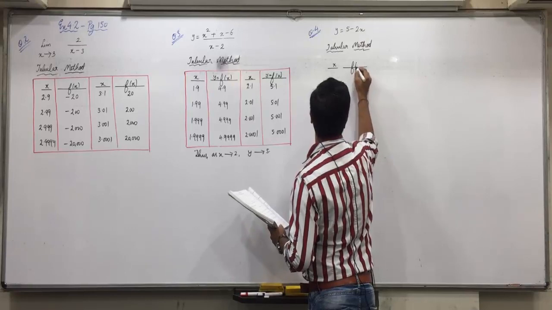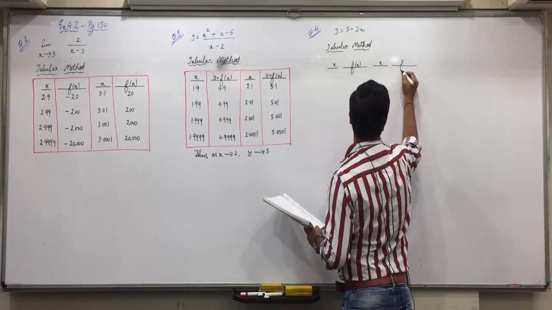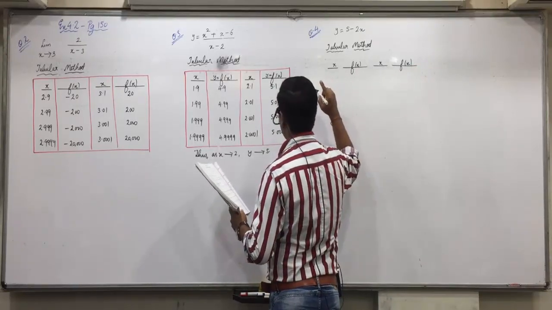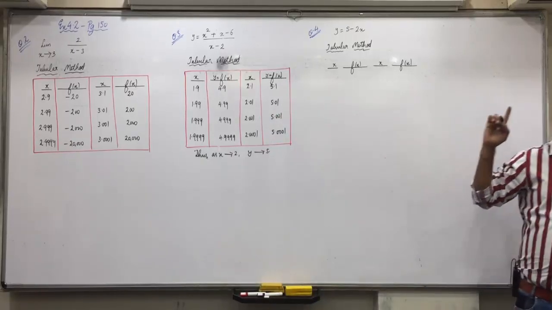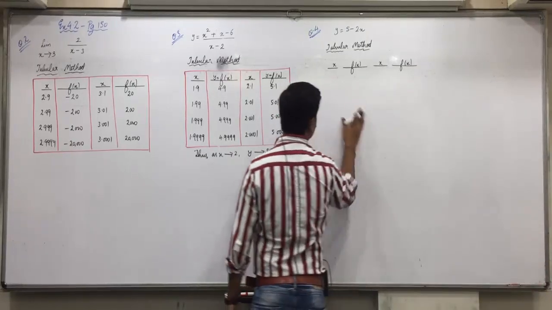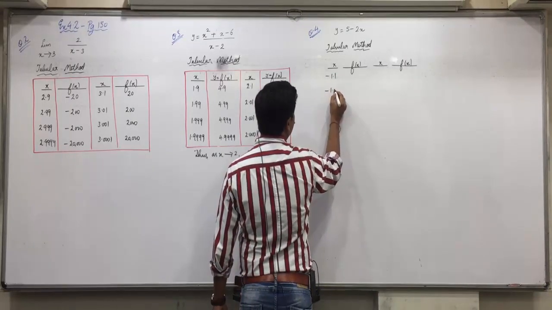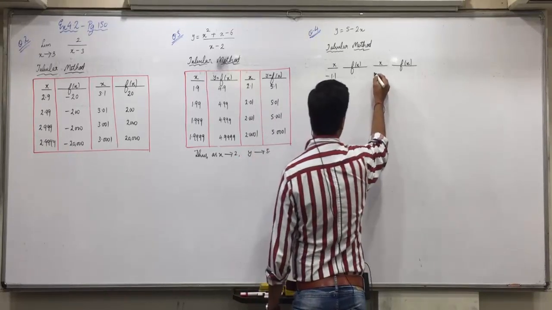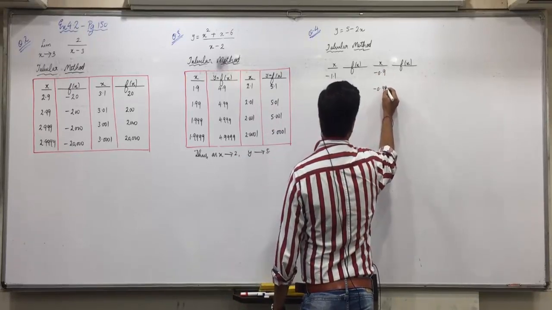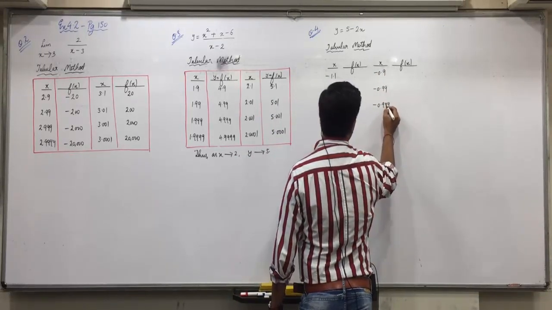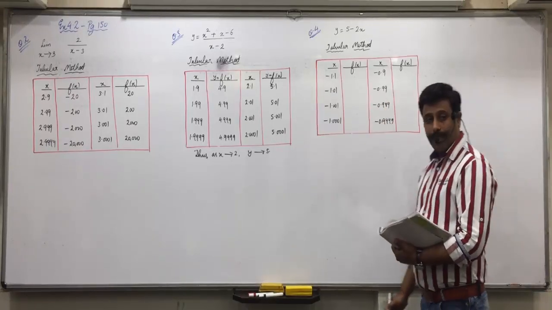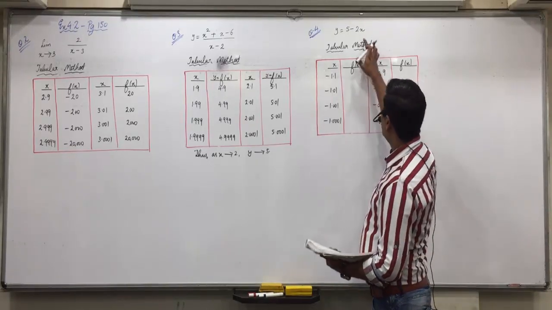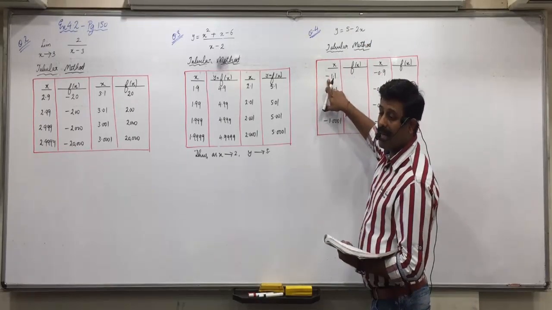X, f(x), x, f(x). X tends to minus 1. Okay, it's a negative number, be careful. So which values will we take first? Minus 1.01, minus 1.001, minus 1.0001, and here minus 0.9, minus 0.99, minus 0.999, minus 0.9999. Now, listen everyone, minus 1.1, so minus into minus will become plus.